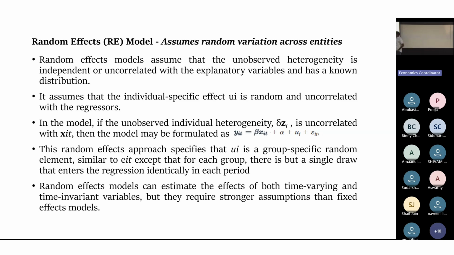The random effect ui is a group-specific random element. It's for a group. Each group we have a random element. It is not time invariant. Like a unique character, this is a unique character, but it is random. That is a character. It depends upon the situation. It's random. It's a cross-sectional unit. That's what I'm saying. ui is a group-specific random element.